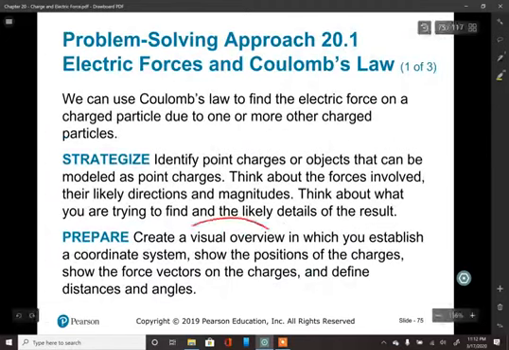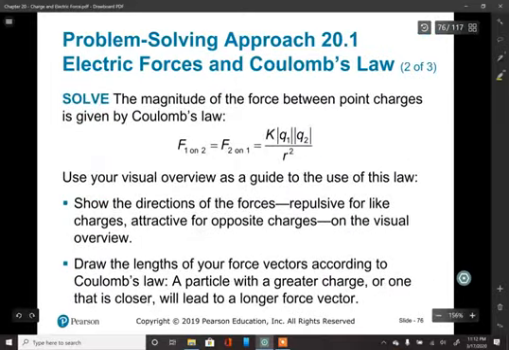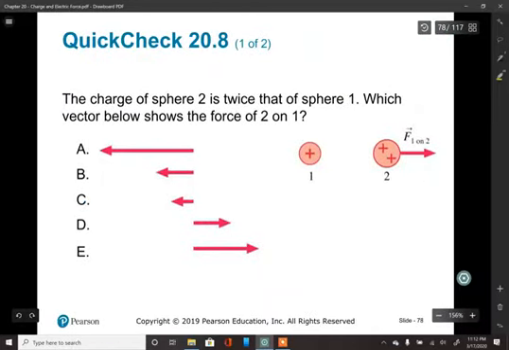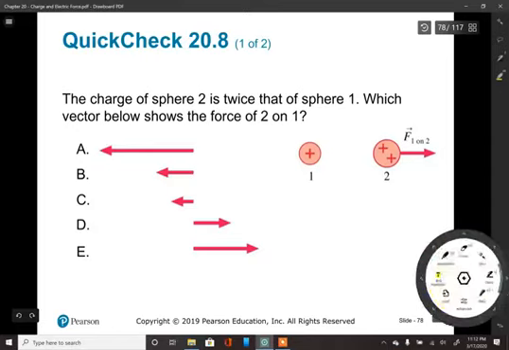So notice, visual overview, that means free body diagrams. When you deal with problems involving Coulomb's law, free body diagrams are a great place to start. And then the rest is just kind of reminders about vector math. So let's do some practice, because that's really where we're going to get most of the value.